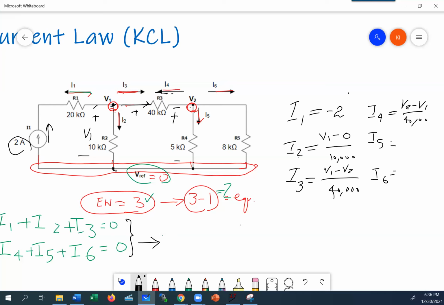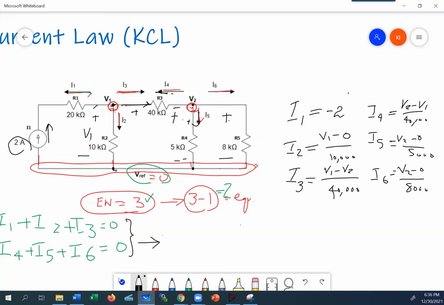Okay, I5 is going to be the current that flows in this direction. So what we can do is we can say, okay, that is V2 minus 0, the voltage from here to here, divided by 5,000, which is the resistance. See what we are doing? We're applying Ohm's law. And then for the 8K, the voltage again from here to here is V2 minus 0 divided by 8,000.